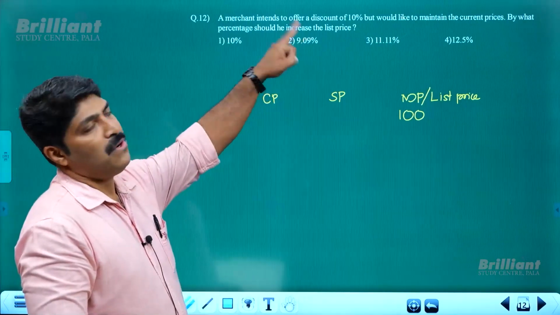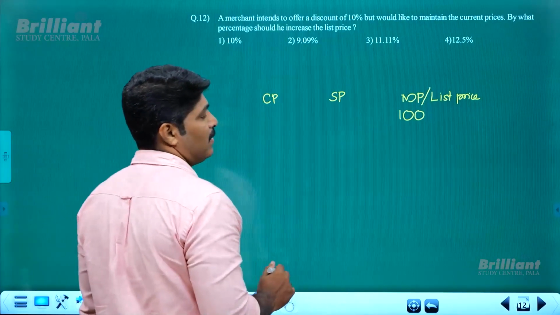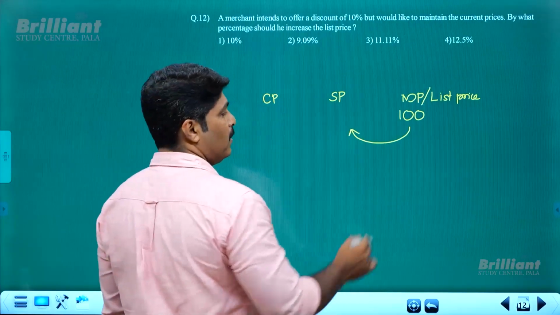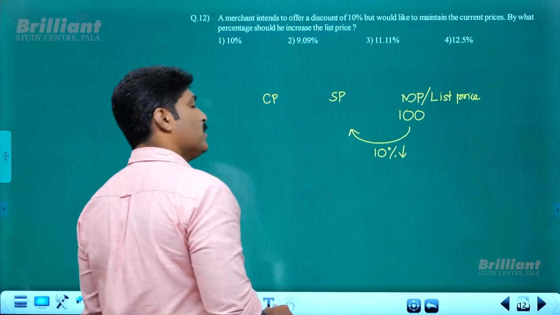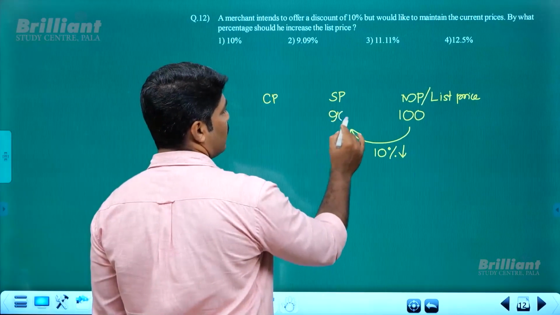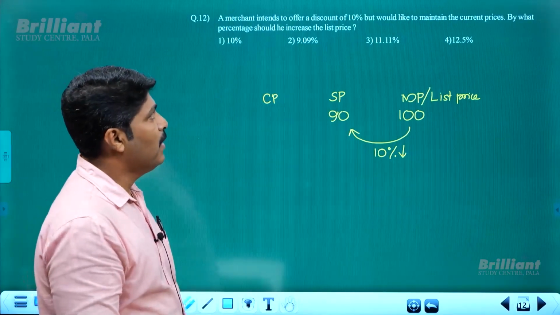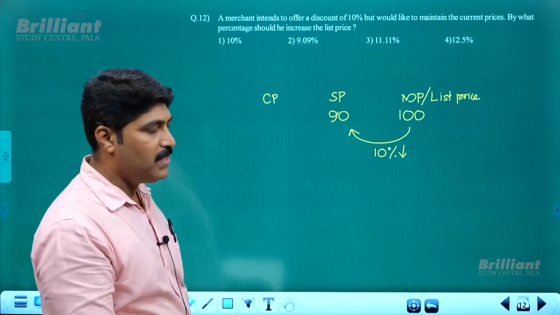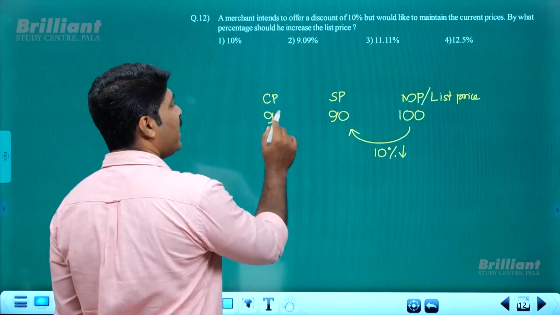So what is the percentage of discount he offered? That is 10%. So this discount applicable on marked price. So there is a 10% discount offered. So 10% of 100 is decreased there. Therefore, the transaction made at rupees 90, or the selling price is 90. But would he like to maintain the current price of the transaction? That means the cost price is also 90.